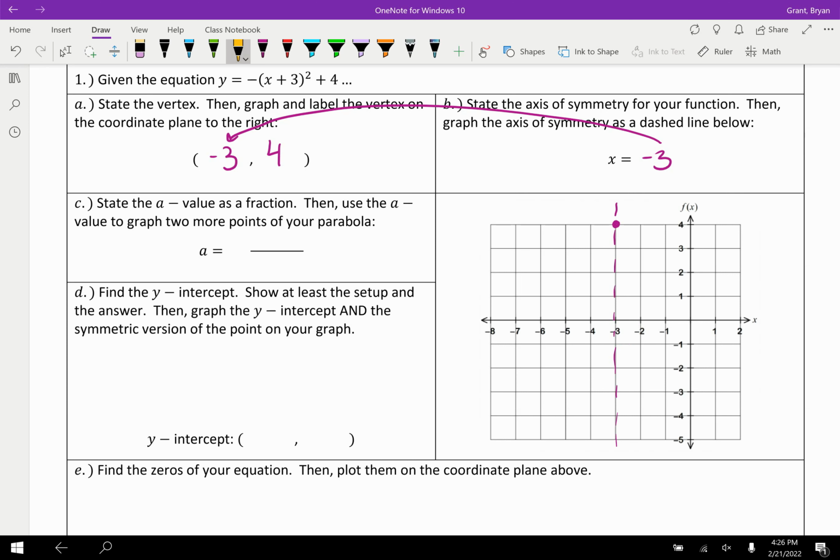State the a value as a fraction. Well, there's that invisible 1 hiding here. And so that gives us negative 1, and a is always written over 1. That even lets us find 2 more points: down 1 to the left 1, down 1 to the right 1.